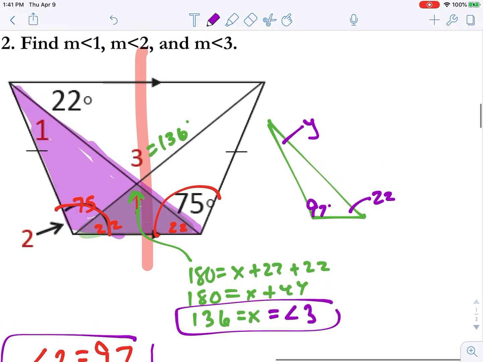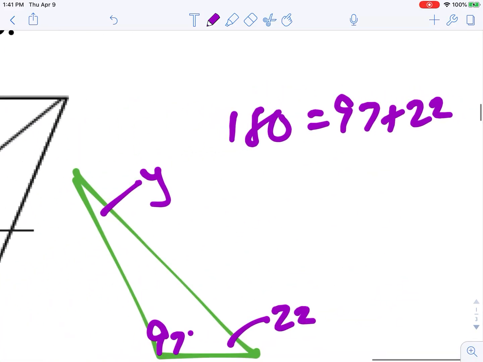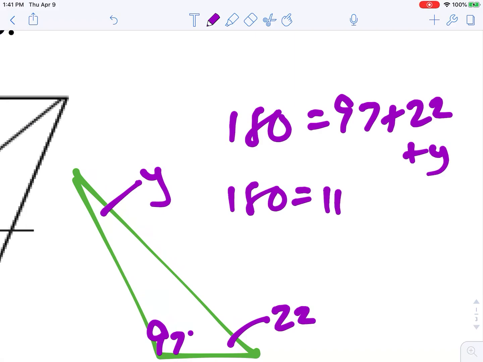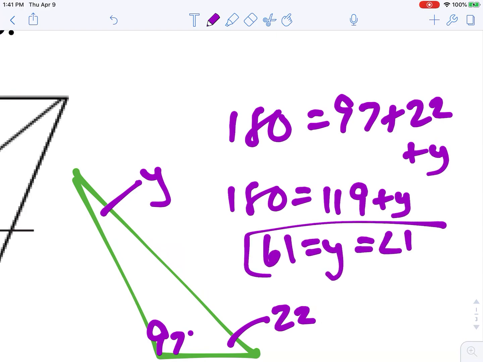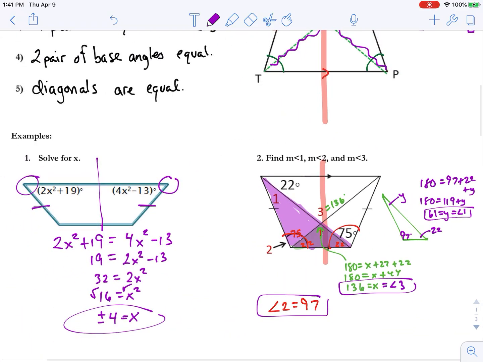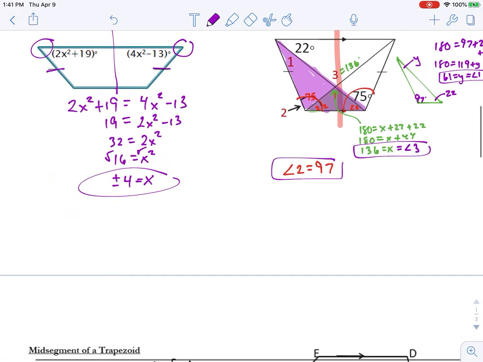Angle 2 was 97. This one, 180 equals 97 plus 22 plus that other angle. So let's start subtracting here. So 180 equals 97, 107, 117, 119 plus y. Subtract, I get 61 is y, which is our angle 1. There we go. That's a pretty tricky problem.